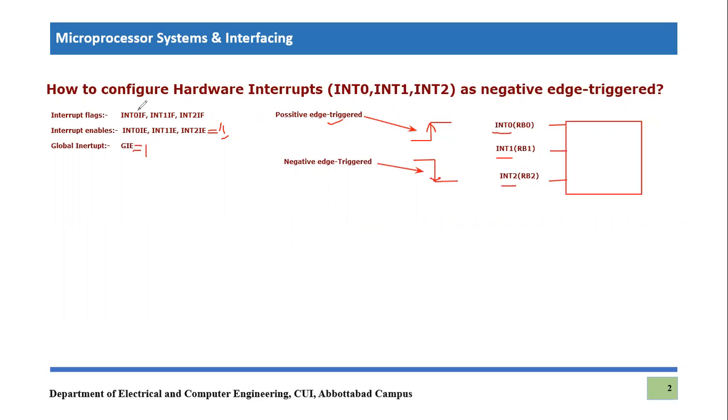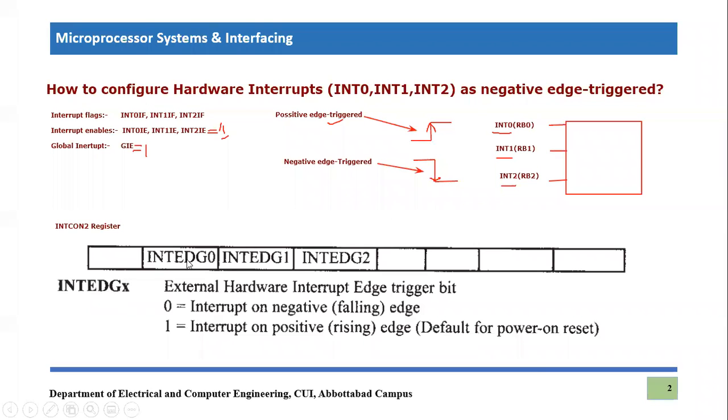We can also make these interrupts negative edge triggered. How can one do it? We have to use another register, which is known as the interrupt control 2 register. Let's see how this register looks.